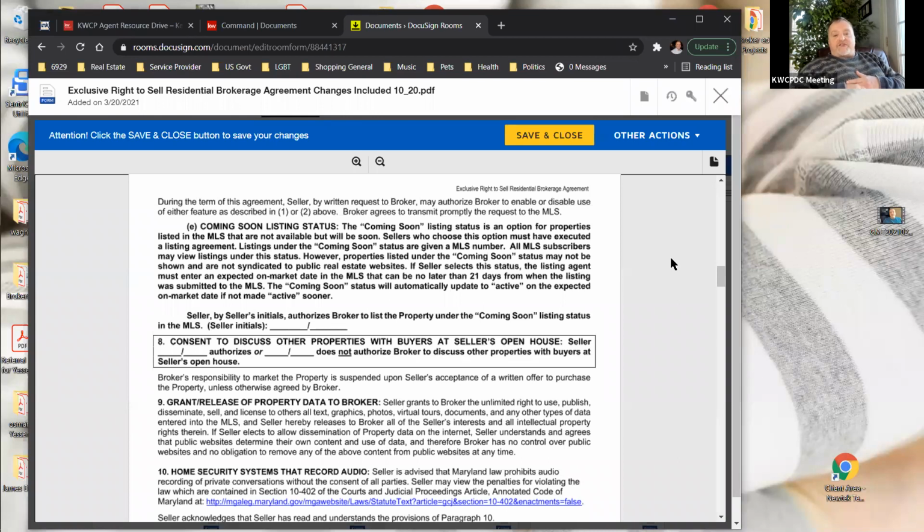websites. If the seller selects this status, the listing agent must enter an expected on-market date in the MLS that can be no later than 21 days from when the listing was submitted to the MLS. The coming soon status will automatically update to active on the expected on-market date if not made active sooner.